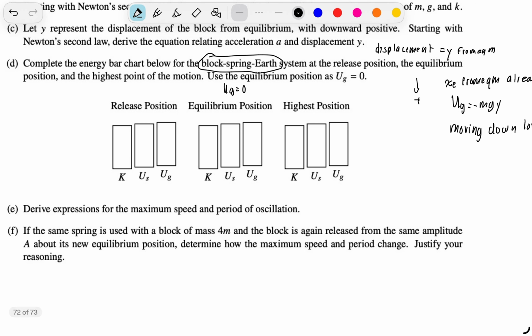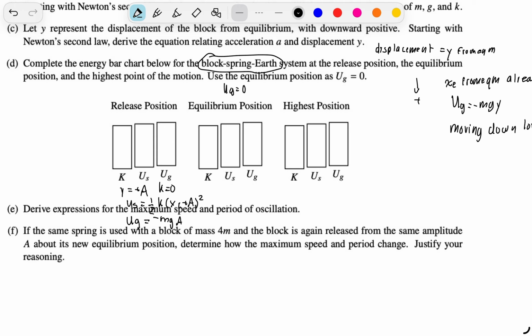So at release, you have kinetic energy of 0, US of that, and negative mgA.